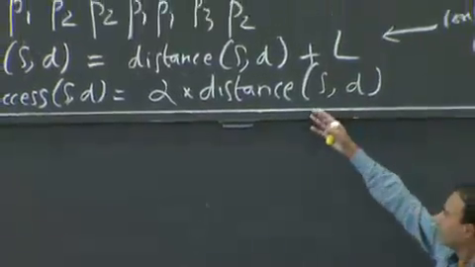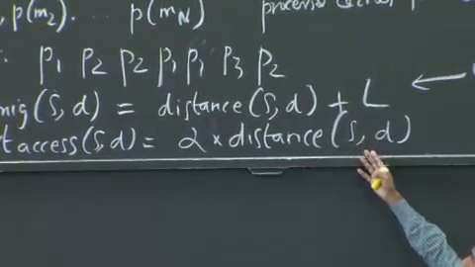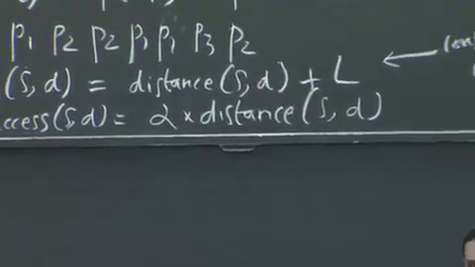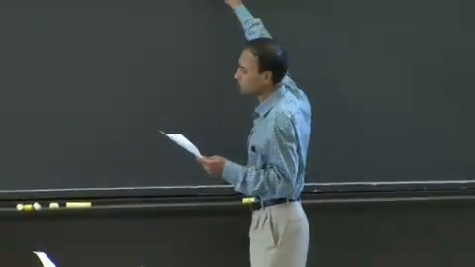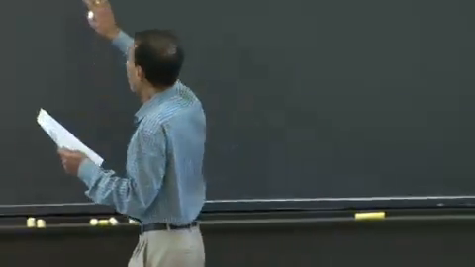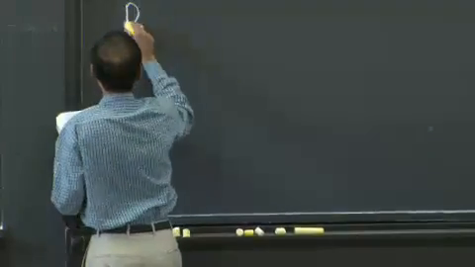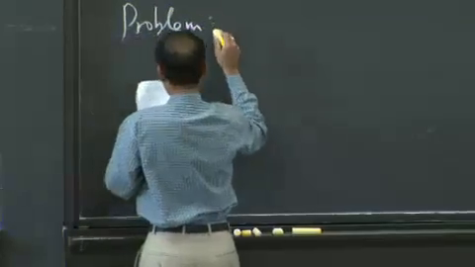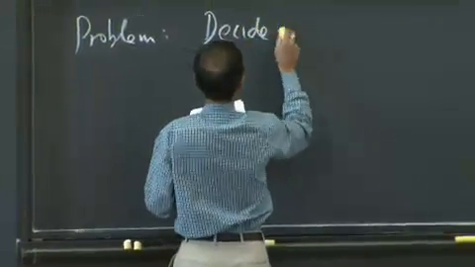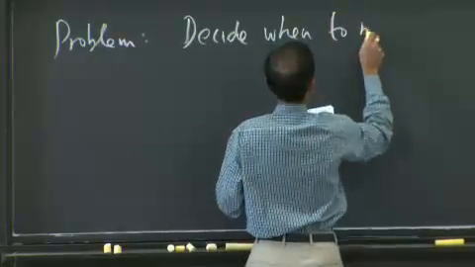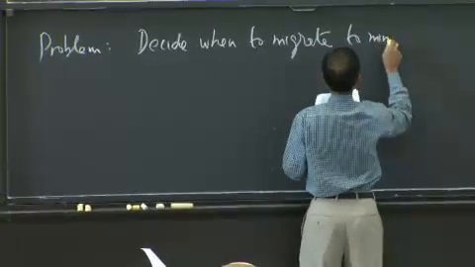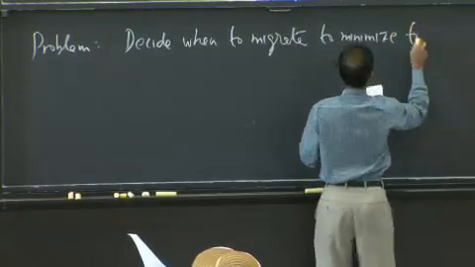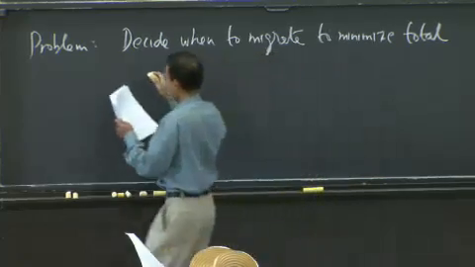All right. Now, if S equals D, and I want to write this down, you have a local access, and the cost is assumed to be 0. Right? You could change that. Now we're in the realm of theory and symbols, so you can do whatever you want. But given those equations, our problem is decide when to migrate to minimize total memory access cost.